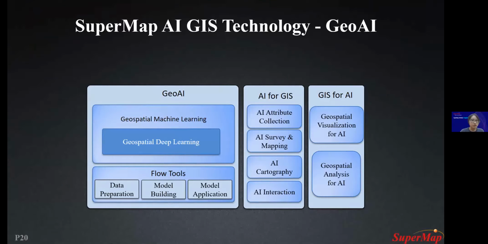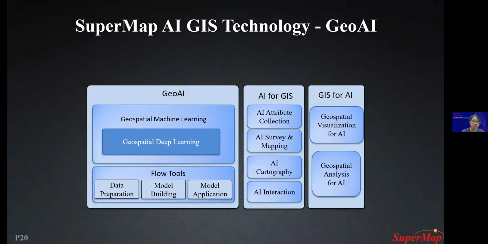The SuperMap AIGIS technology consists of three parts: GeoAI, AI for GIS, and GIS for AI. AI for GIS uses AI to enhance the functions and the user experience of GIS software, such that the AI interaction is based on the AI for GIS technology. And GIS for AI uses visualization and analysis technology of GIS to perform spatial visualization and further spatial analysis of AI output results.